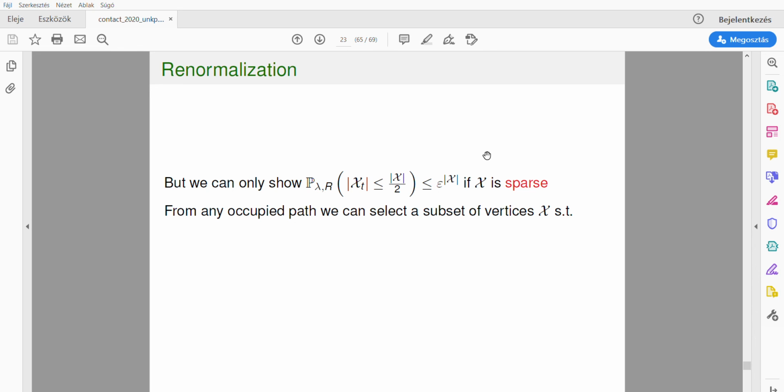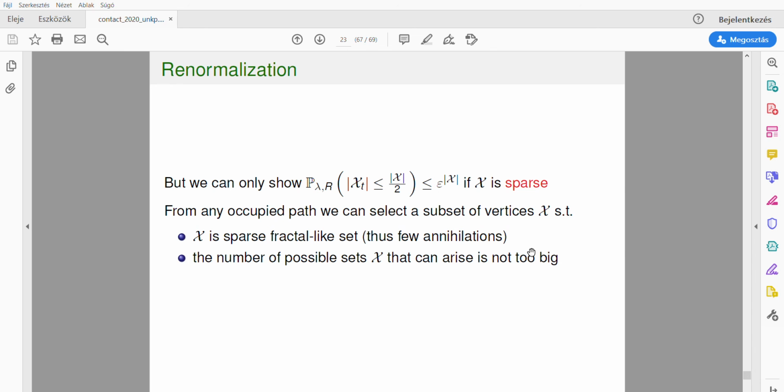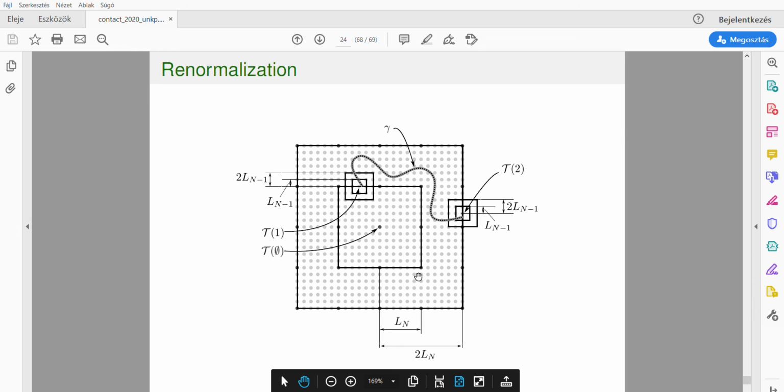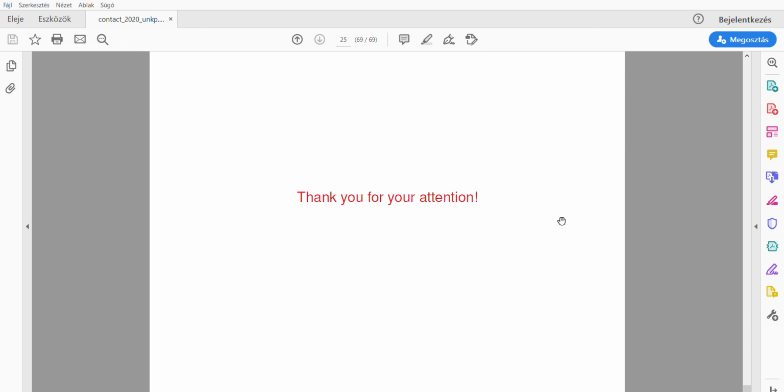But that's okay, because using our renormalization, it turns out that it's enough to consider such sparse fractal-like sets. So this is the trick of renormalization. Since it's fractal-like, there are going to be few annihilations, our coupling works, and this probability bound holds. Our renormalization also gives that the number of possible choices of x is not too big, and this is how you construct this set, and this is the end of our talk.